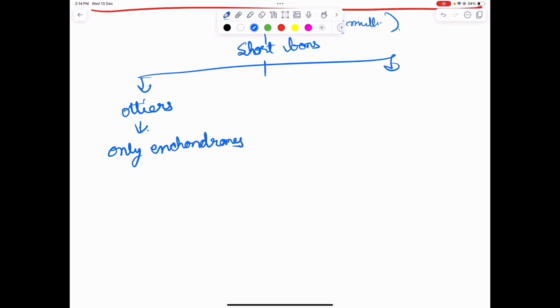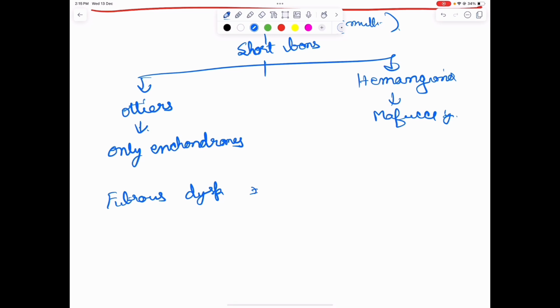Now here, short bone lesion is associated with hemangioma, and when it is associated with hemangioma, it gives out Maffucci syndrome. Now we move on to fibrous dysplasia. Fibrous dysplasia occurs in the neck of femur. This is a pathological fracture. And ground glass appearance, Shepherd's crook deformity, Chinese letter appearance and all, and McCune-Albright, precocious puberty plus café-au-lait spots.